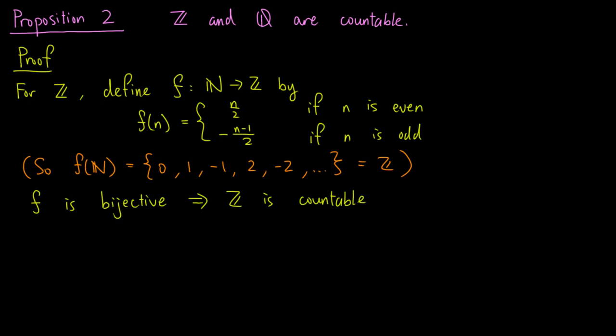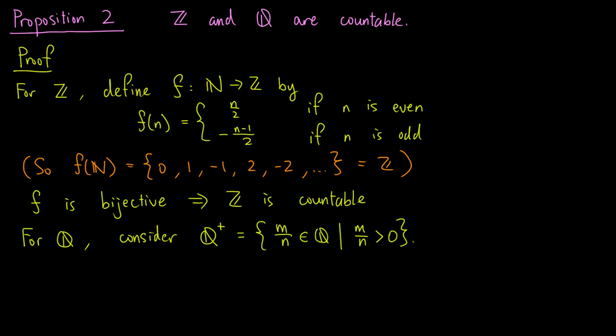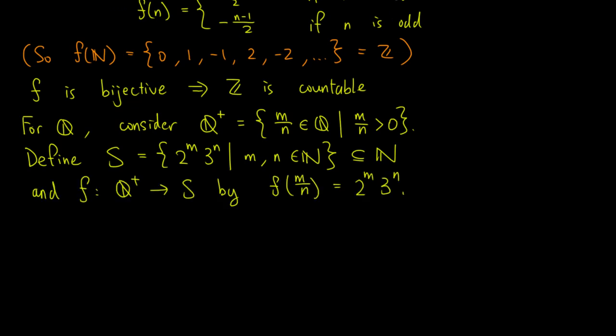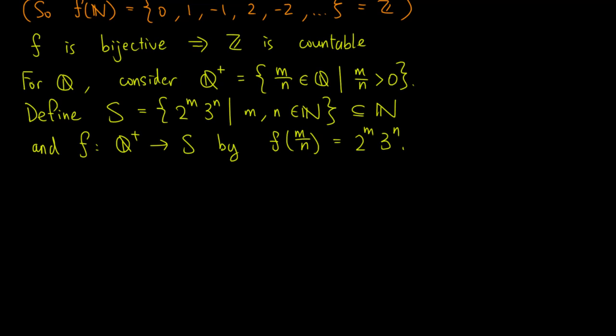For the rational numbers, let's consider the positive ones, which is the set of elements of the form m over n, which are rational numbers and are positive. We define a set S of elements of the form 2 to the m times 3 to the n, where m and n are positive integers. Note that S is a subset of the positive integers. We also define a function f from the positive rational numbers to S by f of m over n equals 2 to the m times 3 to the n. We can easily check that f is bijective.